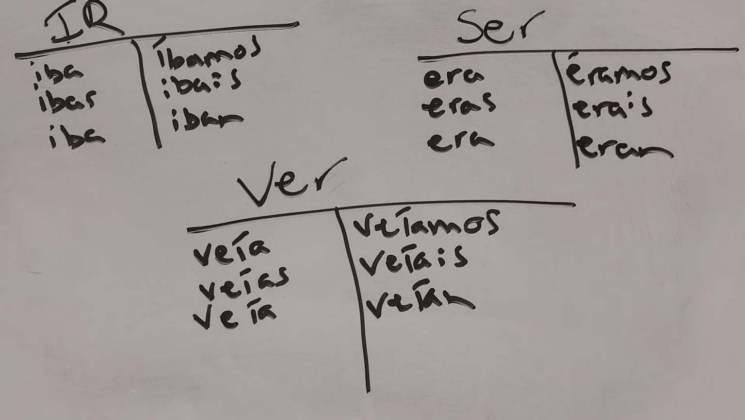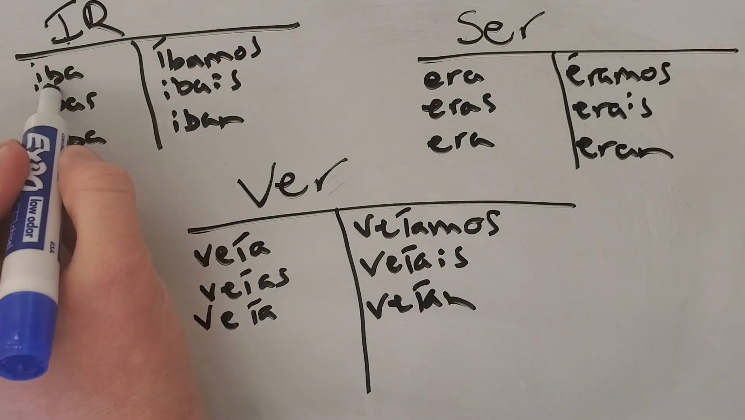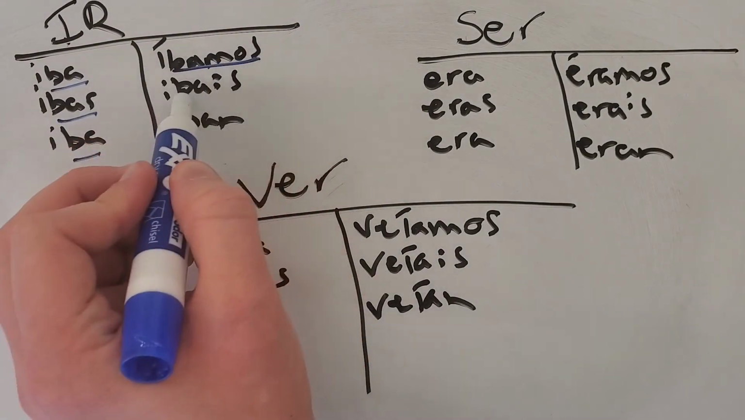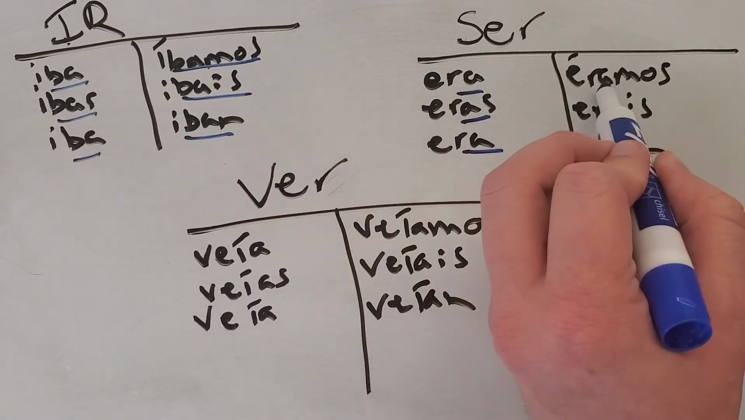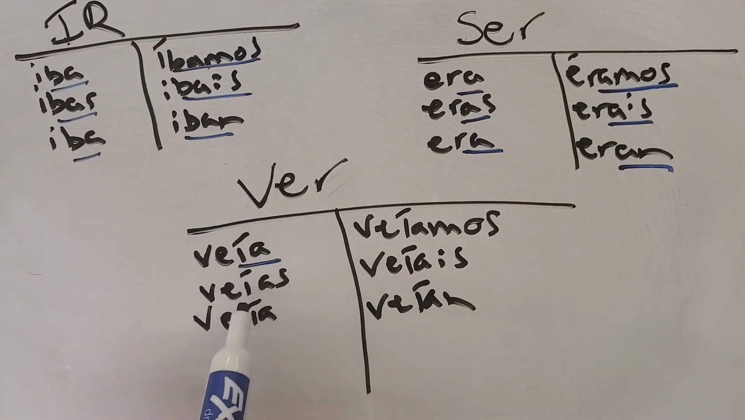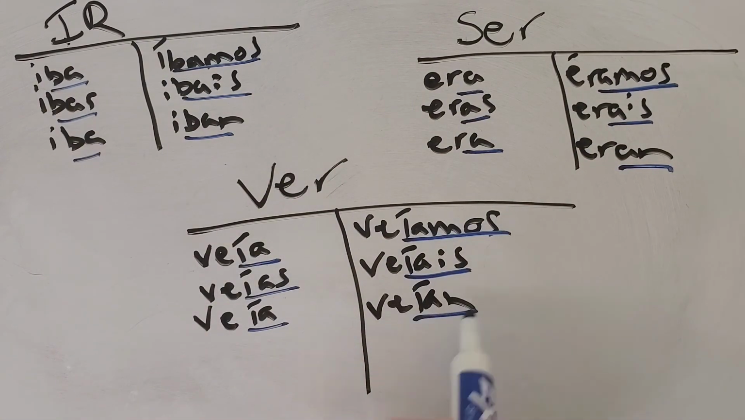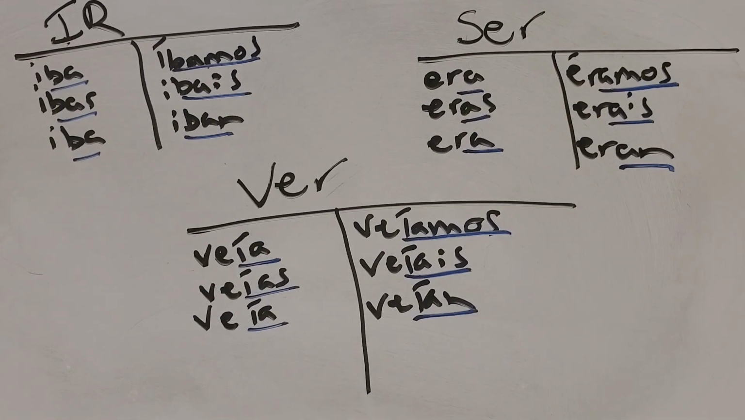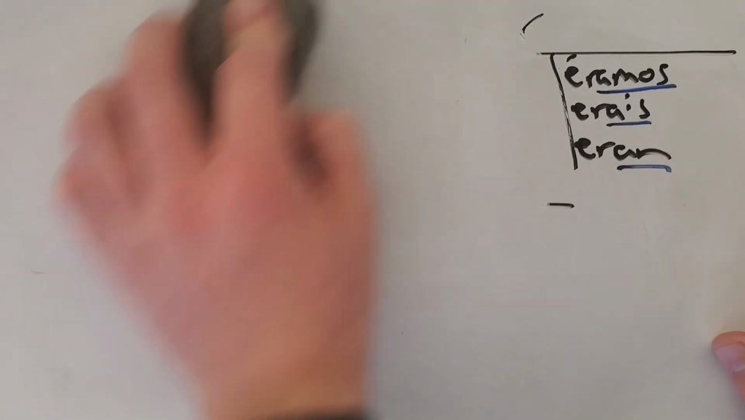And you'll notice here they're not actually that irregular. The stems are a little weird, but we still identify them. We've got the a, as, a, amos, ais, an, and then ver has the ER, IR endings. And that's the imperfect in Spanish.